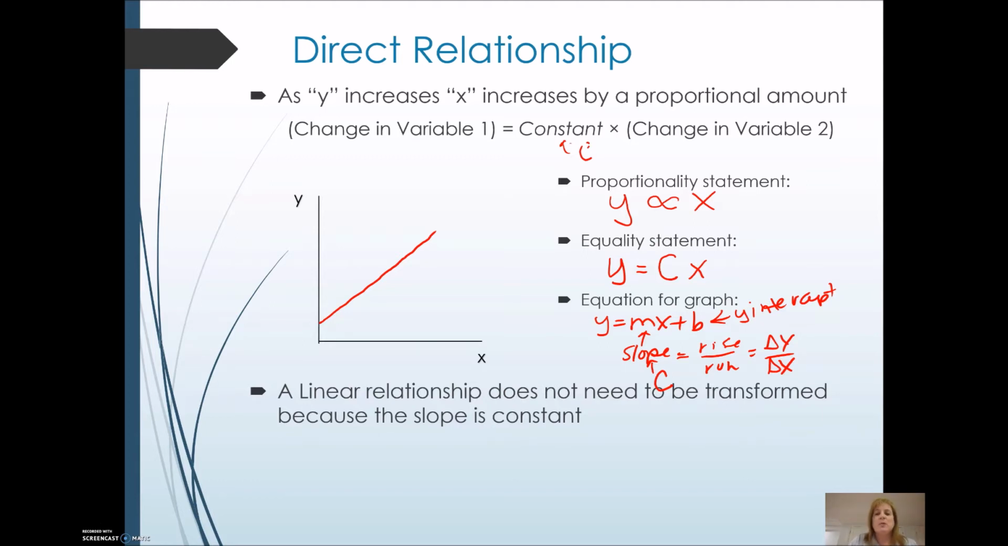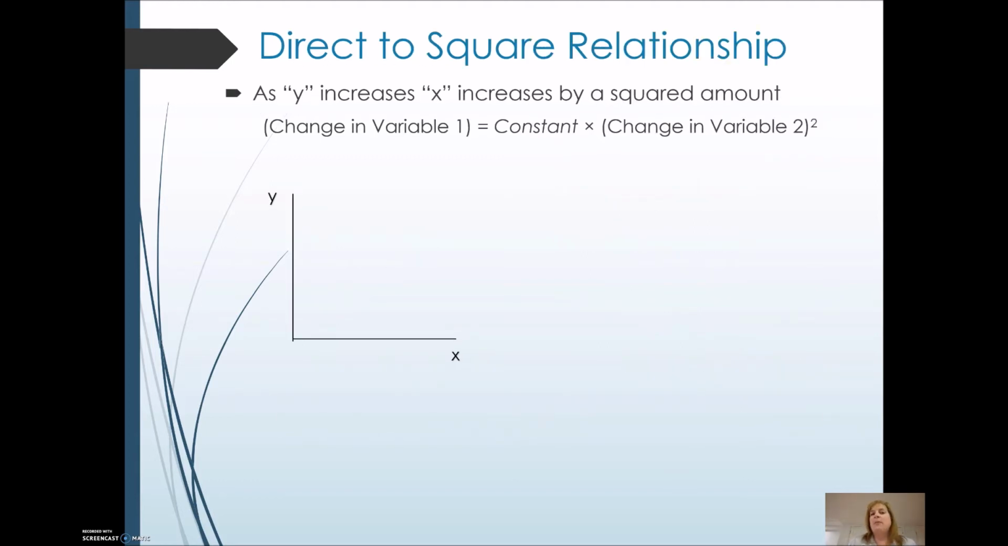So let's talk about the ones where we do. One of the common ones we'll see, especially in our first unit on kinematics, is a direct to square relationship. Basically, what that means is as y increases, x increases by the squared amount. So what that looks like actually is this. This is called a top opening parabola. And basically what this is telling me is that as y changes, the x is going to change by some constant times x squared.